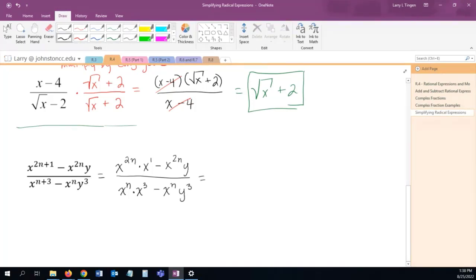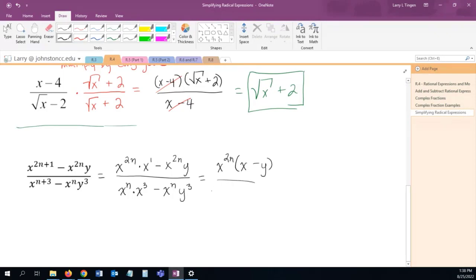And now here comes the factoring. It's blatant now. The numerator, both terms share an x to the 2n. So what's left over after I do that? Well, this x is left. This entire factor goes. So all I have is y, and the operator just comes from the problem.